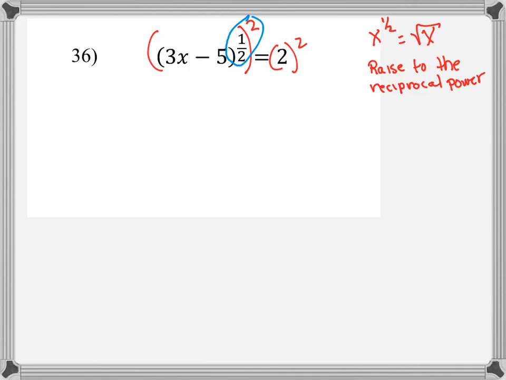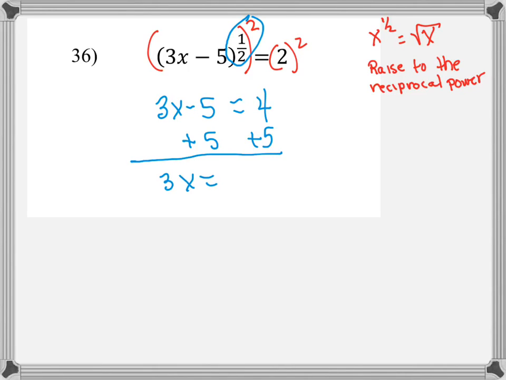And the reason why that works is if we take a power to a power, our exponent laws say to multiply the exponents. 2 times 1/2 is 1. So we end up with just 3x minus 5 to the first power, which is 3x minus 5. And then 2 squared is 4. Now this is a simple equation that we can solve for x. We'll add 5 to both sides. 3x equals 9. Divide both sides by 3. And x equals 3. But remember, this is a radical equation. We should check our answer.